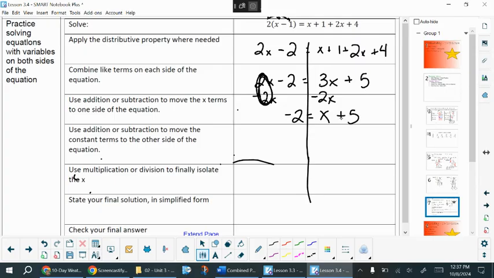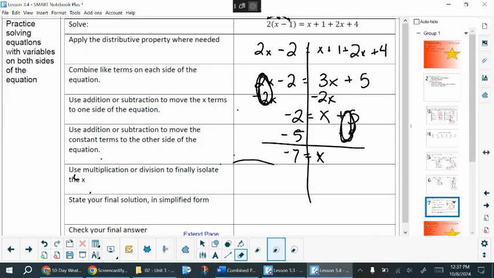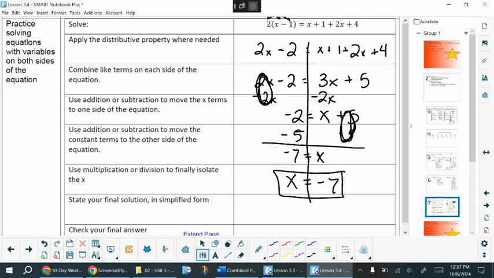I'm going to get the constant terms all on the other side. So I see this plus 5. I'm going to do minus 5, minus 5. And that's going to make 0 there. So I just have x on this side and negative 7 on that side. And this says use multiplication or division to finally isolate the x. Well, I don't need to do that. My x is already by itself, so you won't always have that step. That's great, but I am going to use this space just to flip the equation back over and write x equals negative 7.